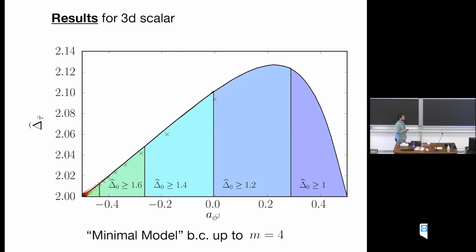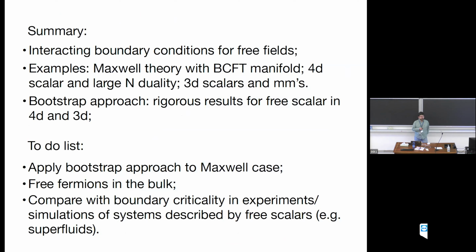I guess this was the last thing, and let me just conclude with a summary. We discussed interacting boundary conditions for free conformal field theories. We saw some examples, the Maxwell theory, which led to a manifold of BCFTs, and then the scalar examples. And in the future, it would be nice to try to apply the bootstrap approach also to the vector case. It was our original goal, but we are building up to that.